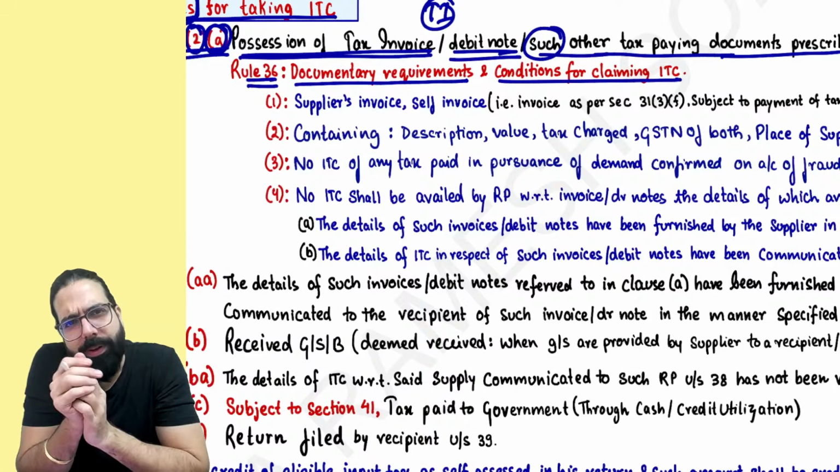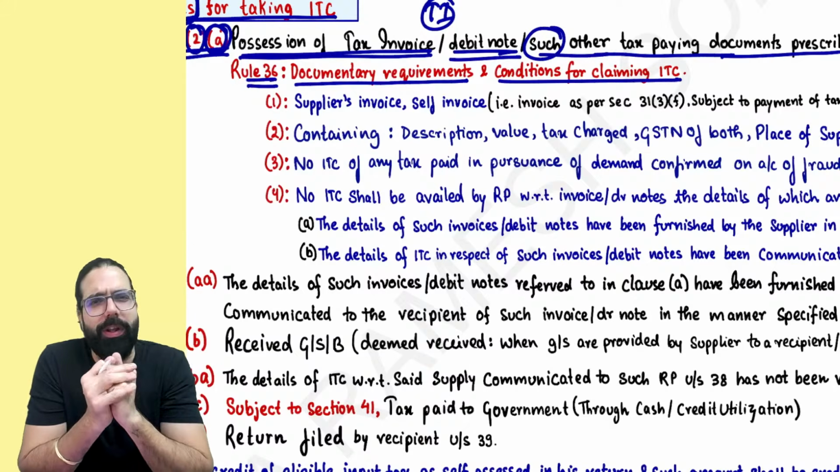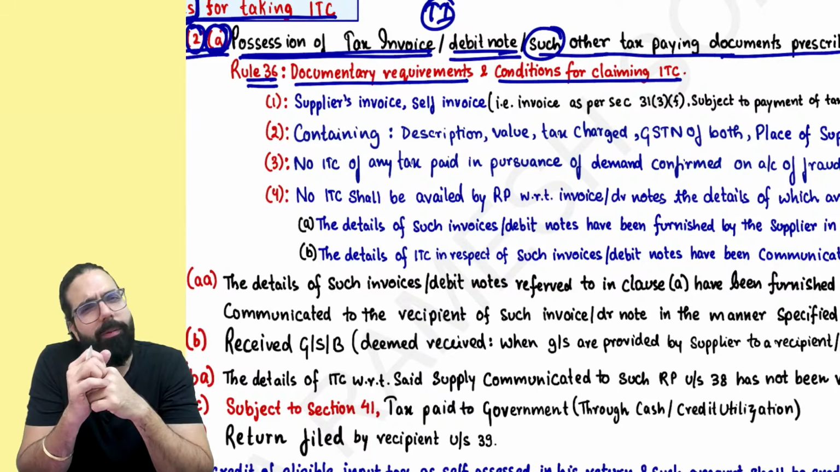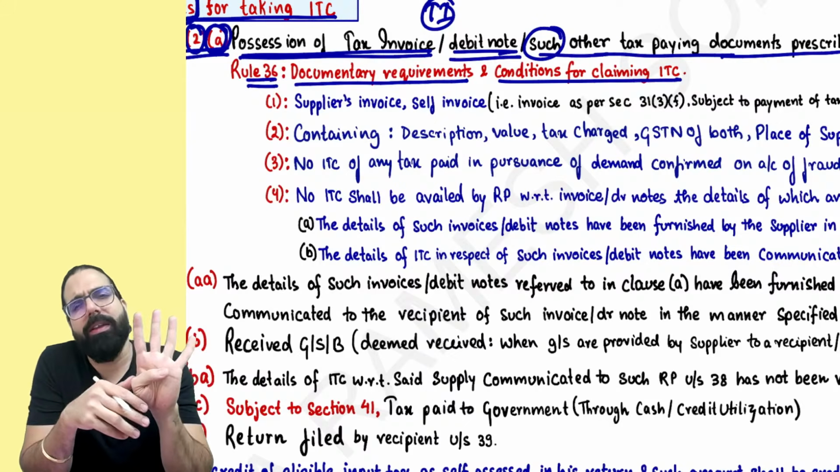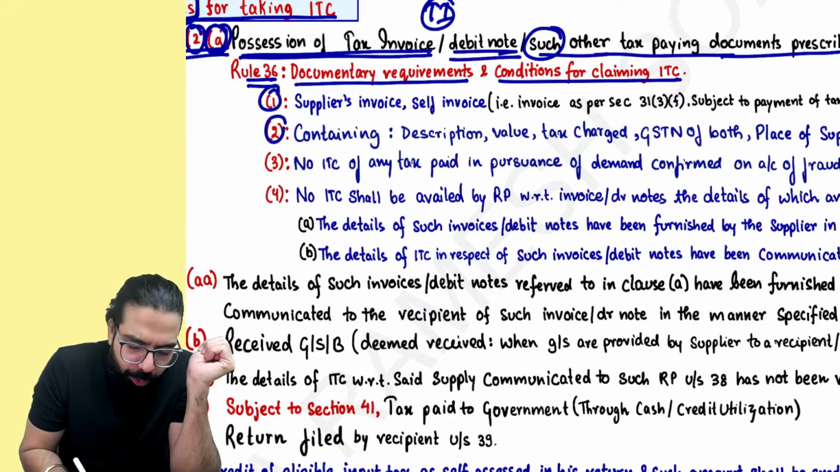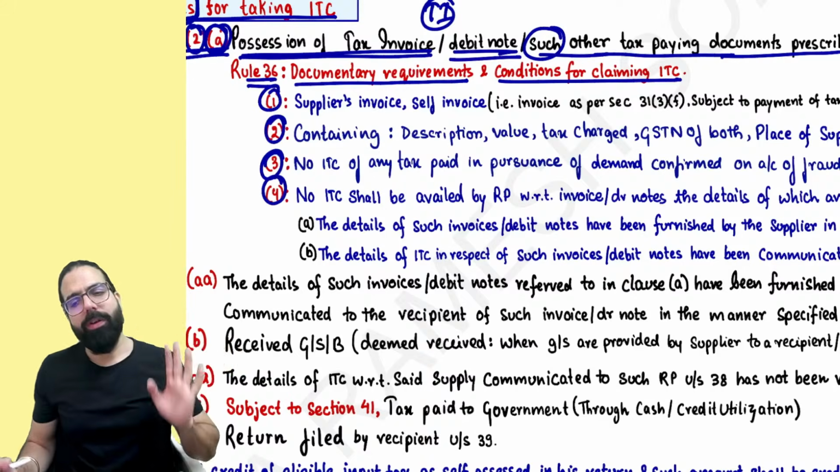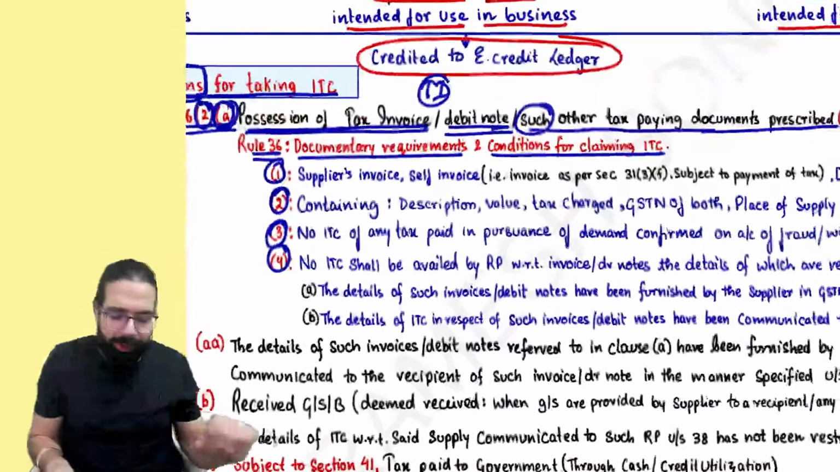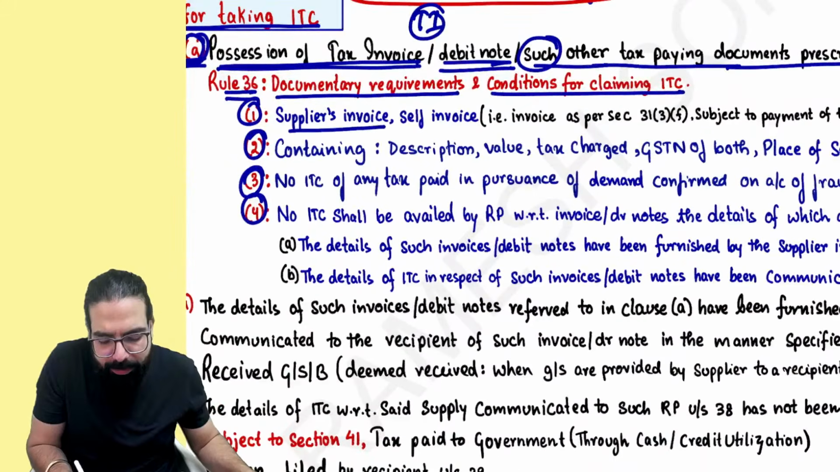What are the documents required and what are the conditions to take the credit? In rule number 36, they have gone ahead and told. Rule number 36 has 4 sub rules over here: 1, 2, 3, 4. Everyone, very easy. Listen carefully. Rule number 36(1) says you should always have the supplier's invoice.